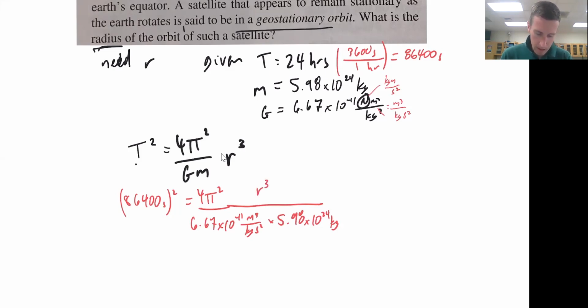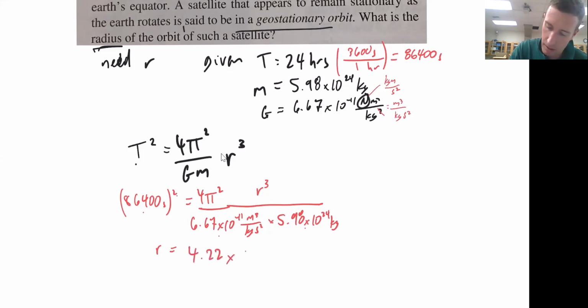Okay. So now basically we just get into a bunch of gnarly math. If you guys are cool with just trusting my gnarly math, plug a bunch of stuff into the calculator, square this, multiply these together. Then you end up taking the cube root of it, and we end up with an answer that R is equal to 4.22 times 10 to the 7th meters.